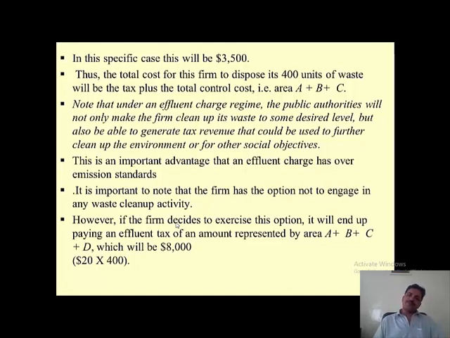So, dear students, the aim of the effluent charge is not only to generate revenue, but also to control the environment. On one hand, the firm has the incentive to clean up its waste, and on the other hand, the money collected in the form of taxes can be used for further improvement of the environment. This is an important advantage that an effluent charge has over other emission standards.